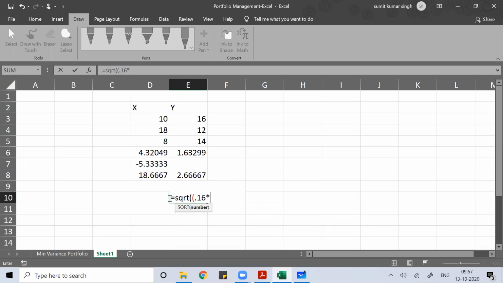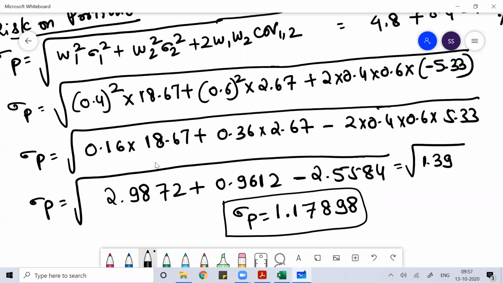0.4 square into the variance of X plus 0.6 square into the variance of Y, plus 2 times 0.4 into 0.6 into the covariance between 1 and 2. The correct answer is 1.177.